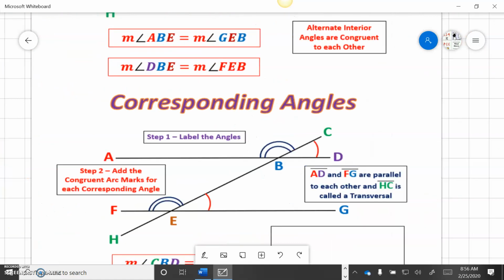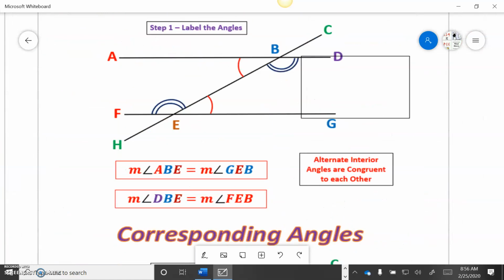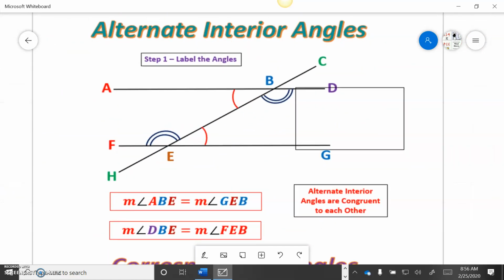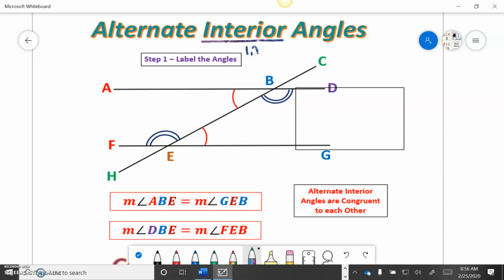I think there's only two more left for us to look at. Alternate interior angles, exactly what they sound like. Interior is inside, alternate is opposite side. When we have two parallel lines, the symbol for parallel is just two lines straight up and down. We can say that AD is parallel to FG. They're not going to touch.